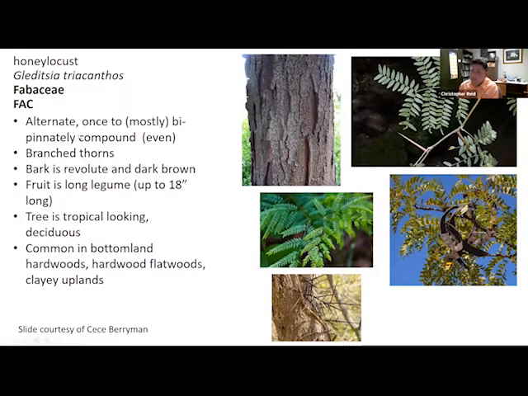So alternate leaf arrangement. Most leaves on a given plant are going to be twice compound, so bipinnately compound. And of course, the wicked branch thorns on the stems and twigs. And the fruit is a legume or a pod, really long, kind of has a lax coiling effect to it, so it's kind of spiraling. And it's a mesophyte with a wetland status of FAC.